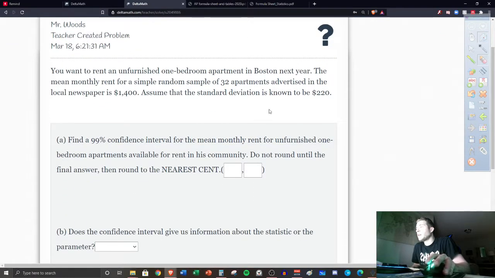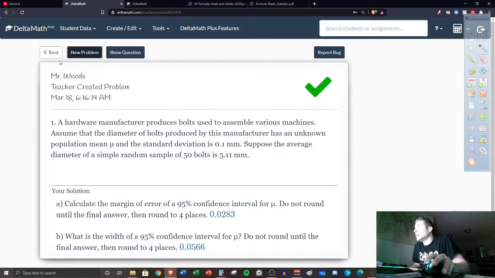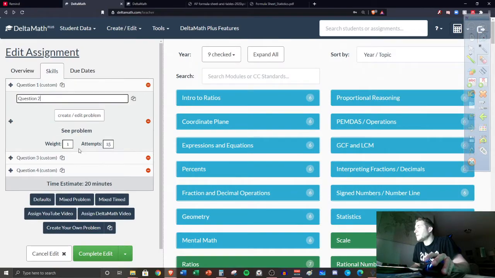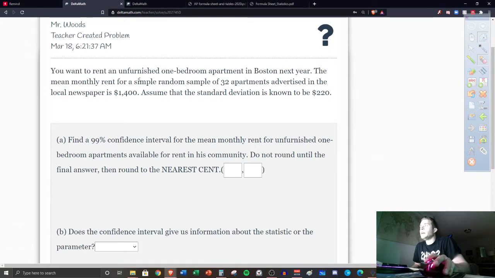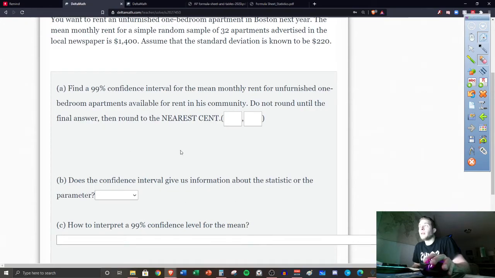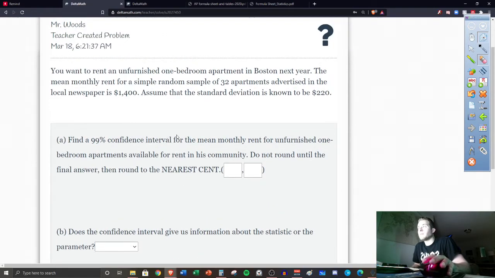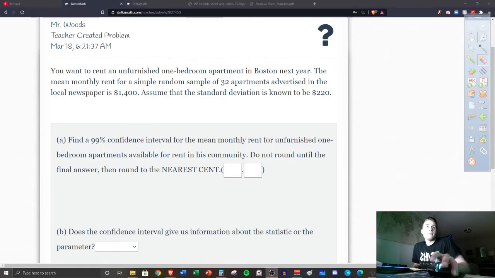So here I think we're doing intervals. Let me back up. Okay. So you want to rent an unfurnished 1-bedroom apartment in Boston next year. The mean monthly rent for a simple random sample of 32 apartments advertised in the local newspaper is $1,400. Assume that the standard deviation is known to be 220. By the way, since we don't have any of the checks here, we're just going to assume that everything is normal and it's less than 10%. All the conditions have been met. We're just trying to practice a little bit more here with this.